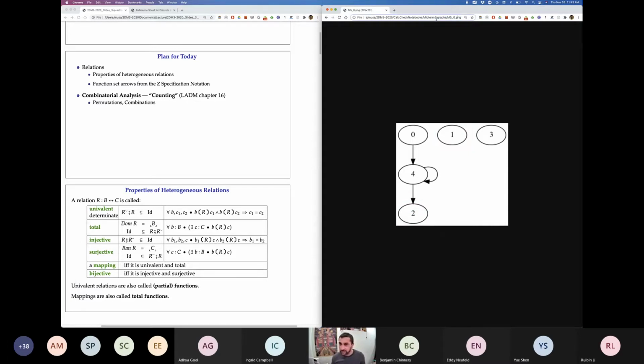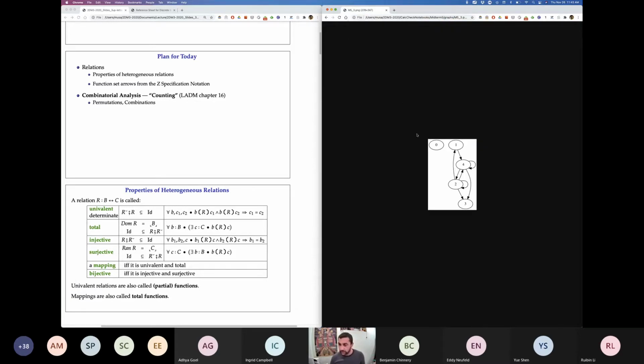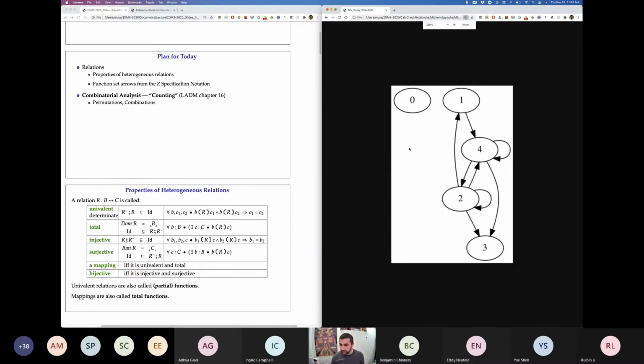So let's look at a different graph. All right. So here's a different graph. Okay. Is this graph total? Does every node go somewhere?